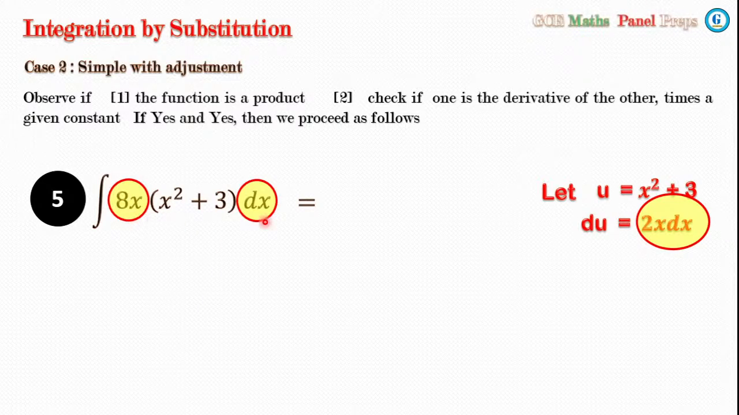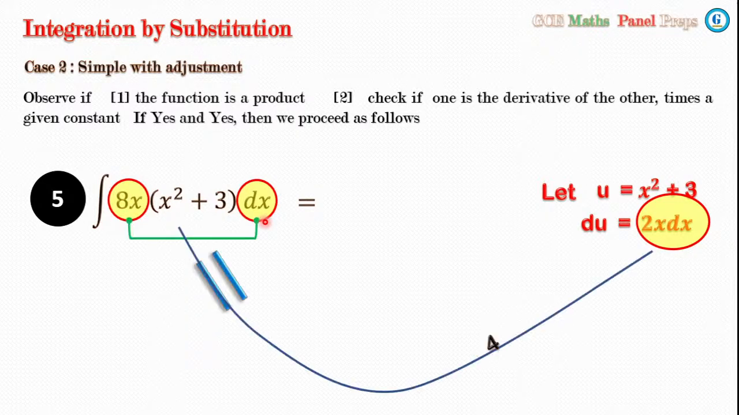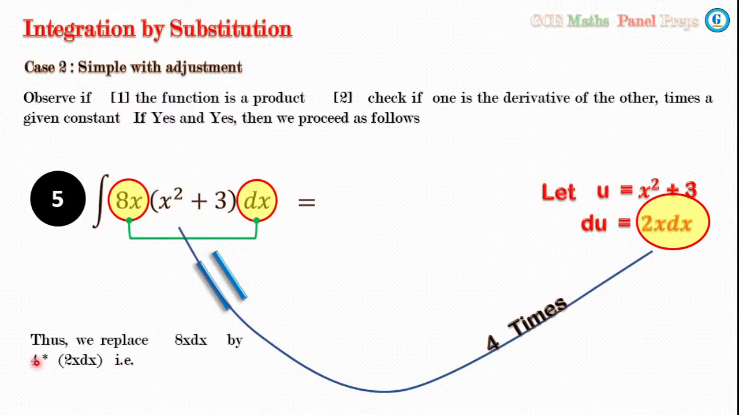So what do we do? We have to do some adjustments. We see that if we multiply 2x dx by 4, we have 8x dx. So let's see how we adjust this. We are going to replace the 8x dx by 4 times 2x dx. So instead of writing 8x dx, we replace it by 4 times 2x dx as follows.